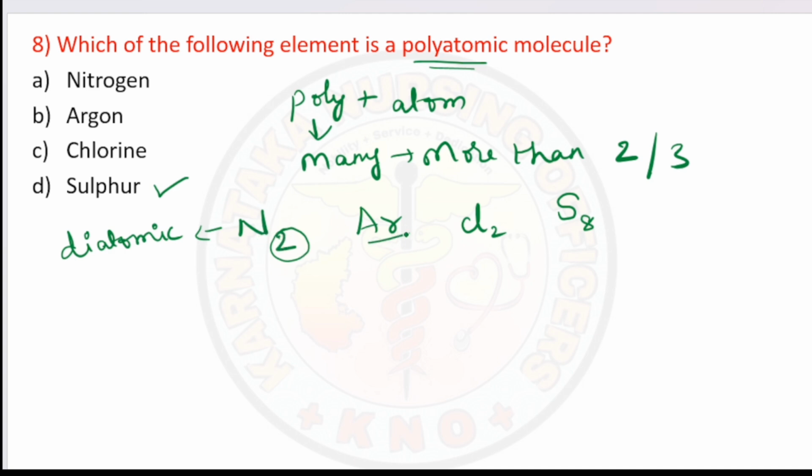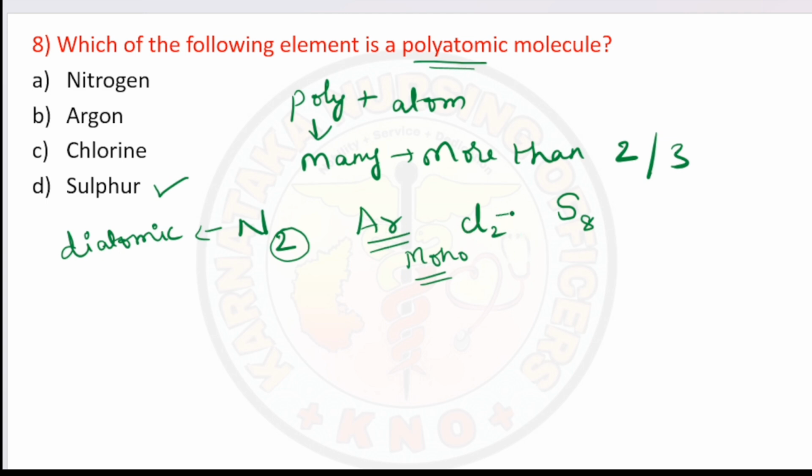And what is Ar? It is monoatomic, because it has only a single atom, that is argon. It is simply written as Ar, not Ar2 or Ar3, because argon has only one atom of the element Ar. Hence it is called monoatomic.